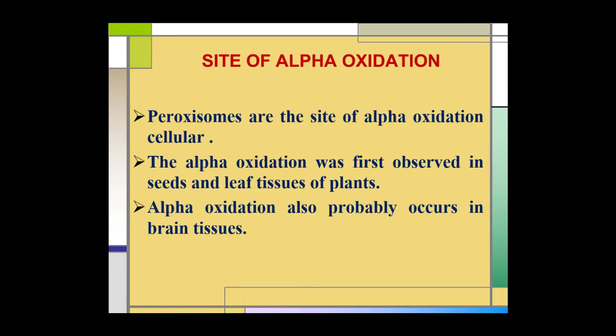Now, where does alpha oxidation occur? Alpha oxidation occurs in the peroxisomes. Alpha oxidation was first observed in seeds and leaf tissues of plants. In mammals, alpha oxidation probably occurs in brain tissues.